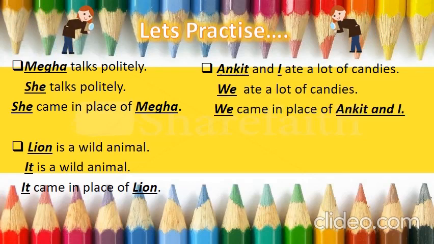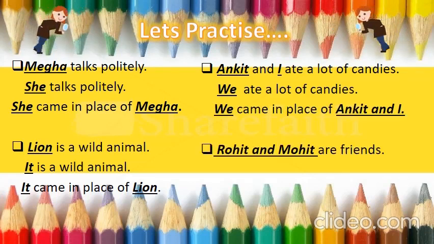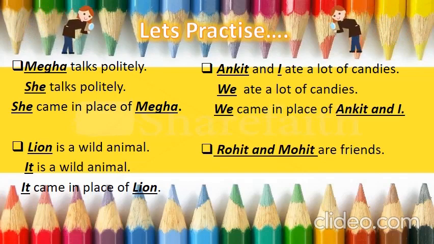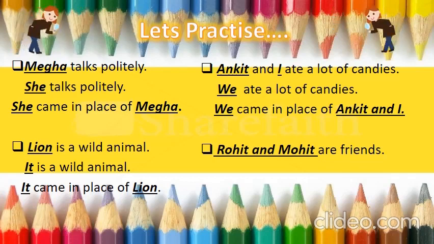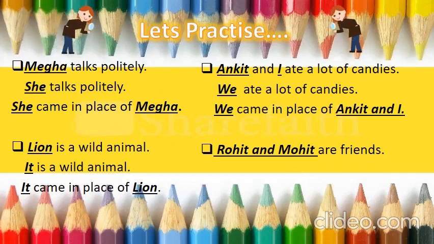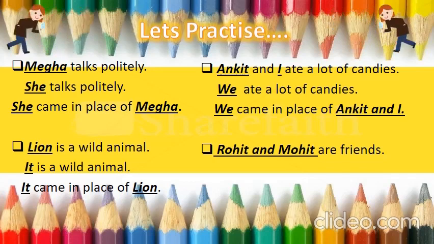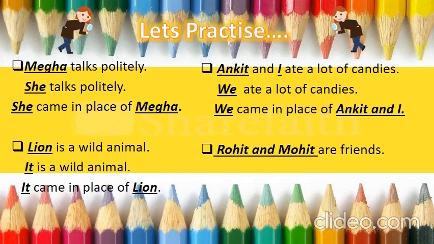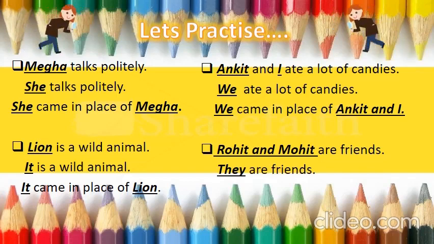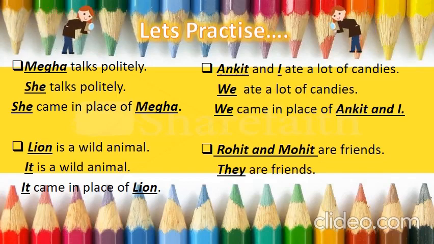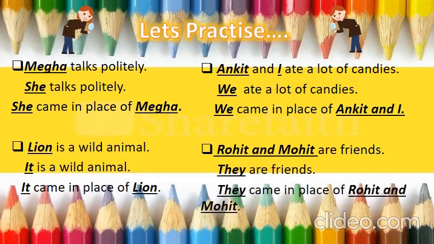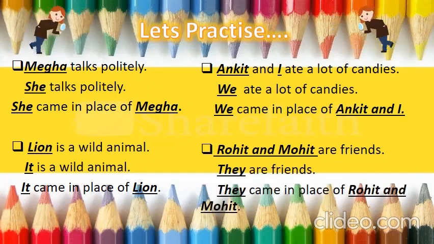That is why it comes as we. So we came in place of Ankit and I. Now next move. Here Rohit and Mohit are friends. Now Rohit and Mohit, those are two names which do not include I, right? This phrase does not include I. That is why it will be they. So here we will use the pronoun they. They are friends. So here they came in place of Rohit and Mohit.